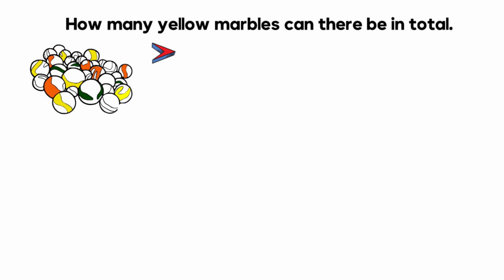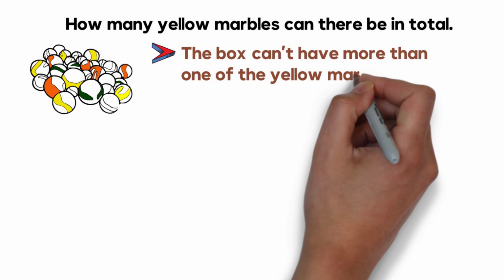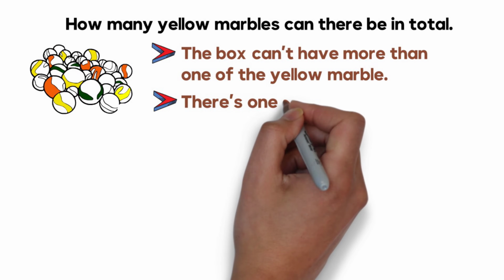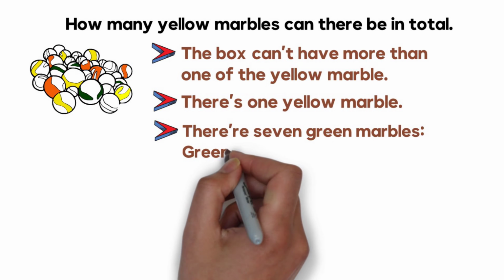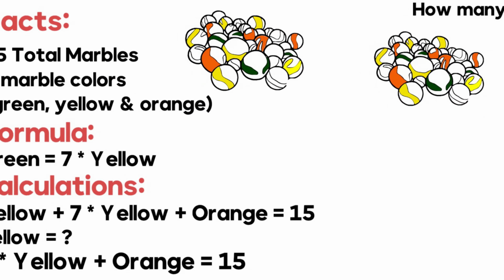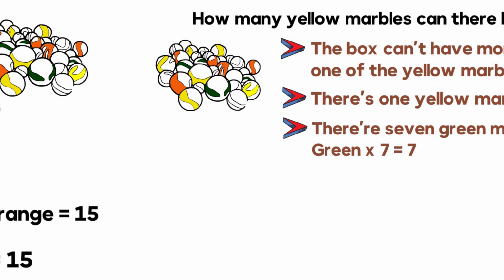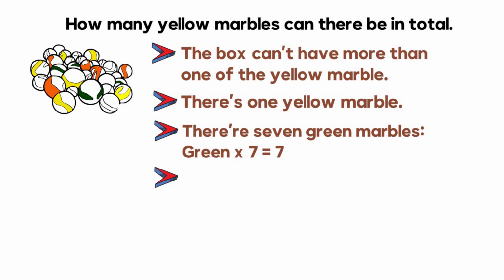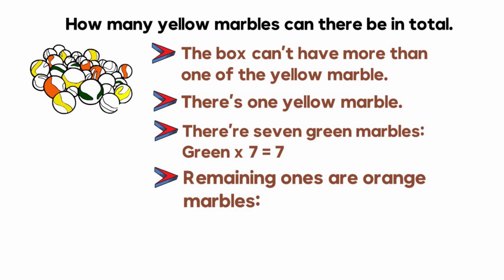Based on this information, the box cannot have more than 1 yellow marble. And if there is only 1 yellow marble, there are going to be 7 green marbles, because we already have a formula that the number of green marbles is calculated by multiplying 7 by the number of yellow marbles. So the only thing that's left is calculating how many orange marbles are out there.